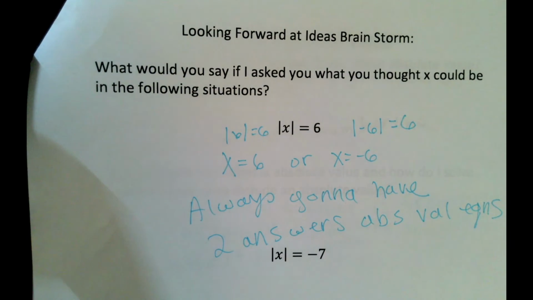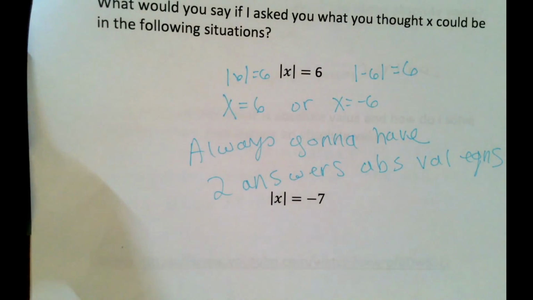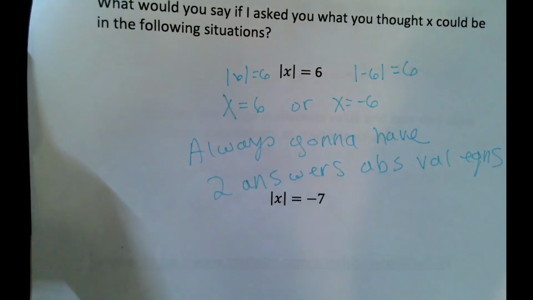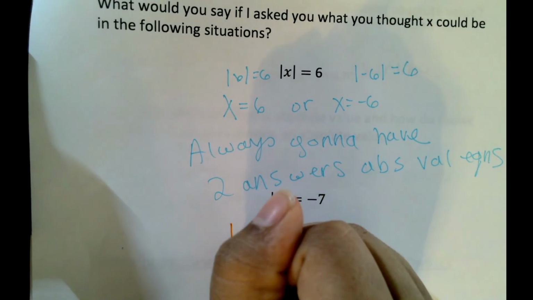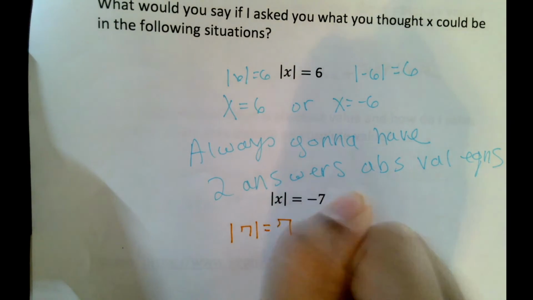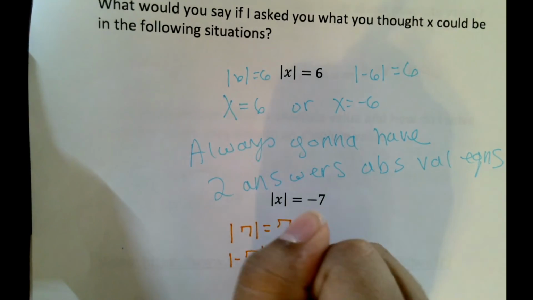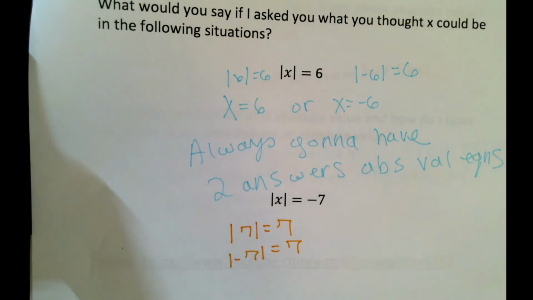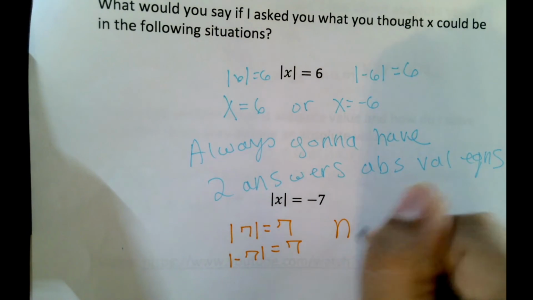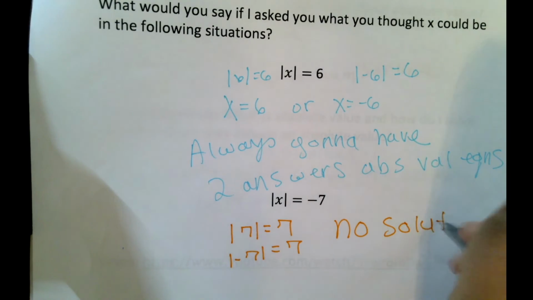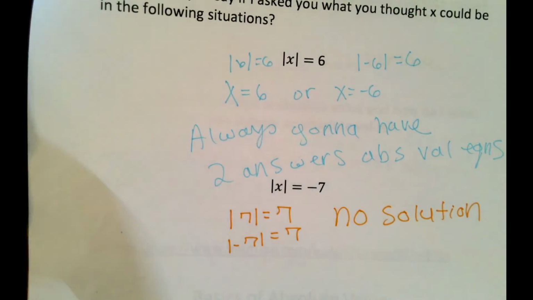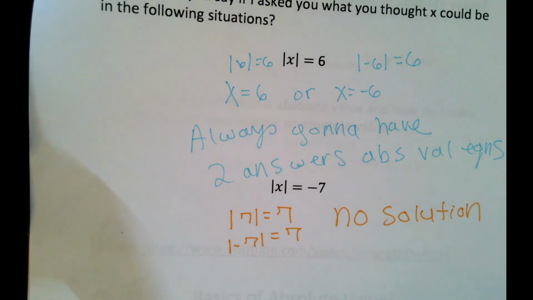All right, take a look here. What about this one? In my class, I had people say, well, we could plug in 7. Well, let's see what happens if we plug in 7. What equals 7? 7 is not equal to negative 7. Well, they're like, we'll try negative 7. It equals 7, not negative 7. So in this case, there is no solution. So sometimes, just like with our normal equations, there's going to be no solution.